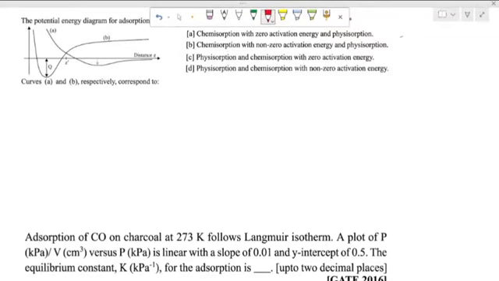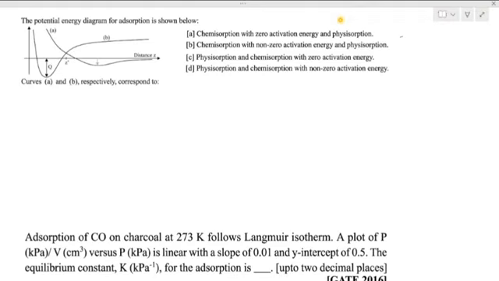The question is, the potential energy diagram for the adsorption is shown below with two curves. So this is curve A and the next one is curve B. And there are four options given. So basically we have to understand the difference between chemisorption as well as physisorption.